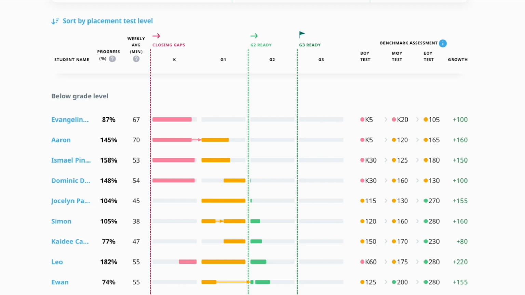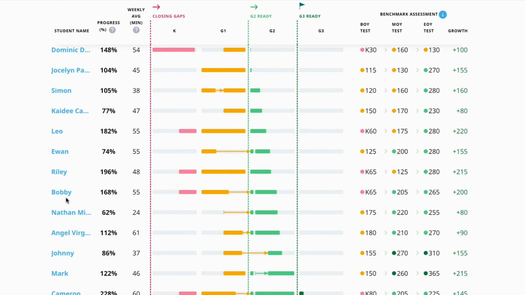Let's dive into the student's progress data. Let's use Bobby as an example. On the left side, we see that his current curriculum progress since the individual starting point is 168%, and that on average, he spends 55 minutes a week working on Happy Numbers.